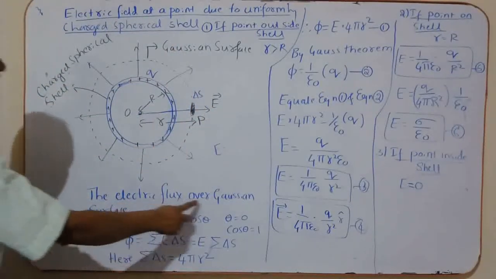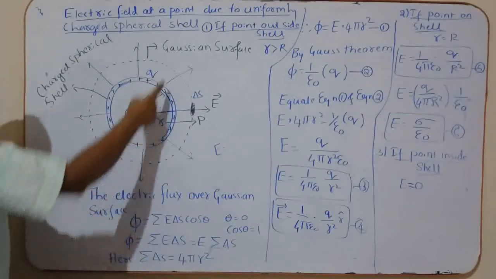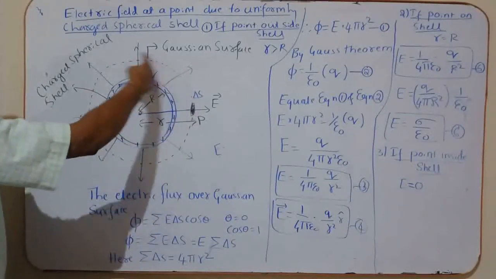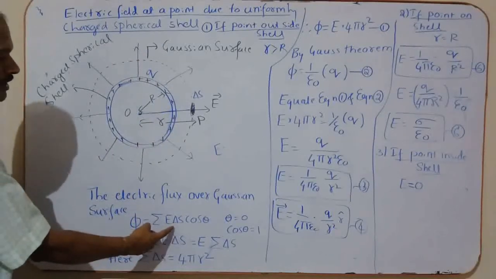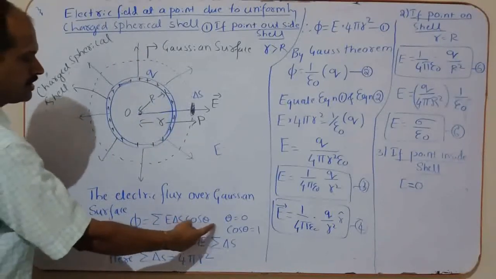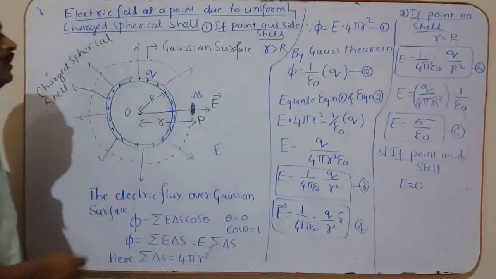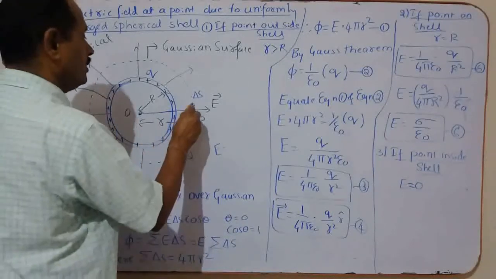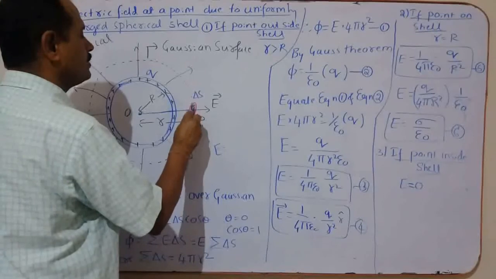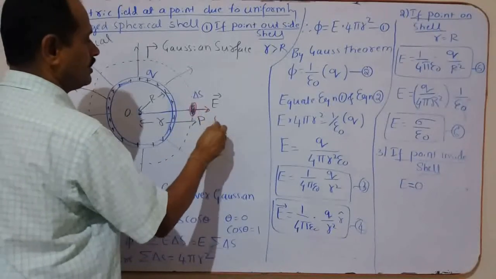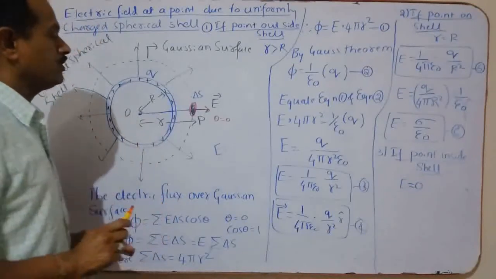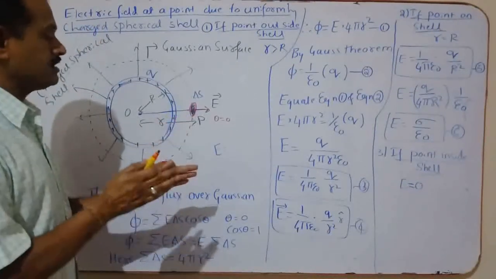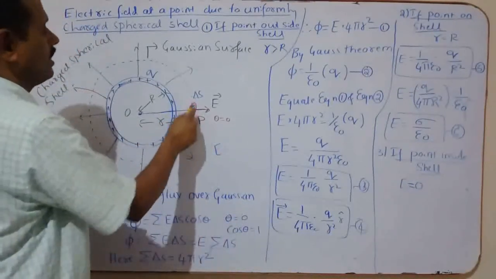Now, the electric flux over the Gaussian surface, phi, is equal to summation over E into delta S cos theta. But here theta is 0. Now, this is the area, and the field is perpendicular to this one, so theta is equal to 0, not 90 degrees. Why? Because the electric field is perpendicular to this area.